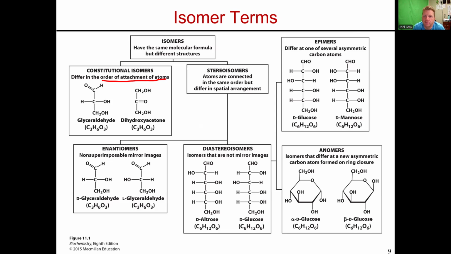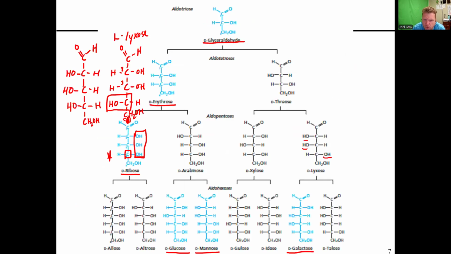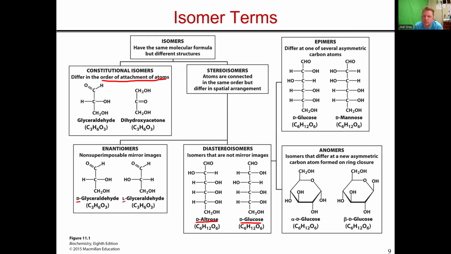There are also stereoisomers. Atoms are connected in the same order, but differ in their spatial arrangement. Underneath that term, there are enantiomers, which are non-superimposable mirror images. So a D sugar and an L sugar of that same thing are examples of enantiomers. There are diastereomers. Diastereomers are isomers that are not mirror images. So in this case, we use D-altrose and D-glucose. We jump back a page or two. Here's glucose. And here's altrose. Here's another look at D-glucose and D-altrose.